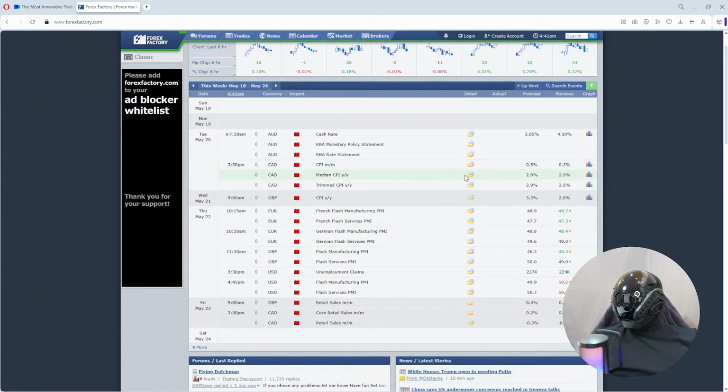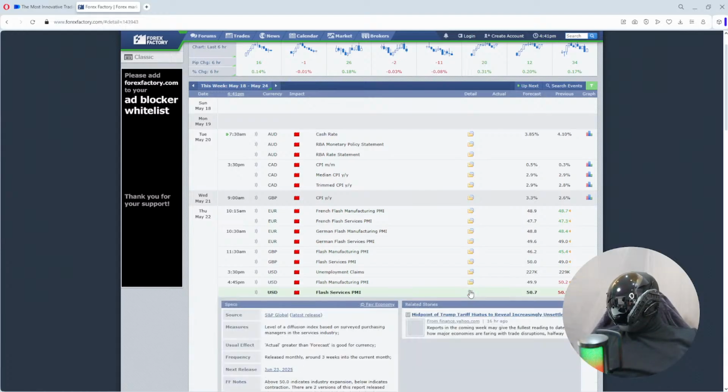So with these statistics, the actual number versus the forecast is the one to keep an eye out for. If it's higher, it's good. If it's lower, it's bad. But we also want to keep an eye on the previous month.